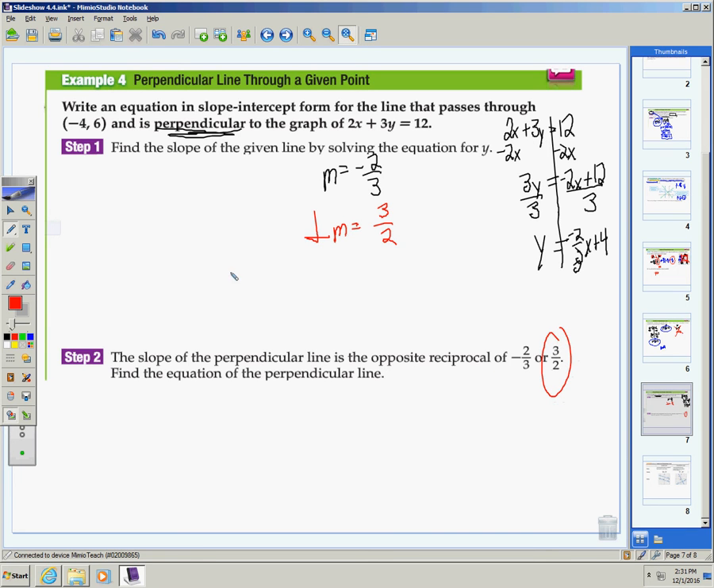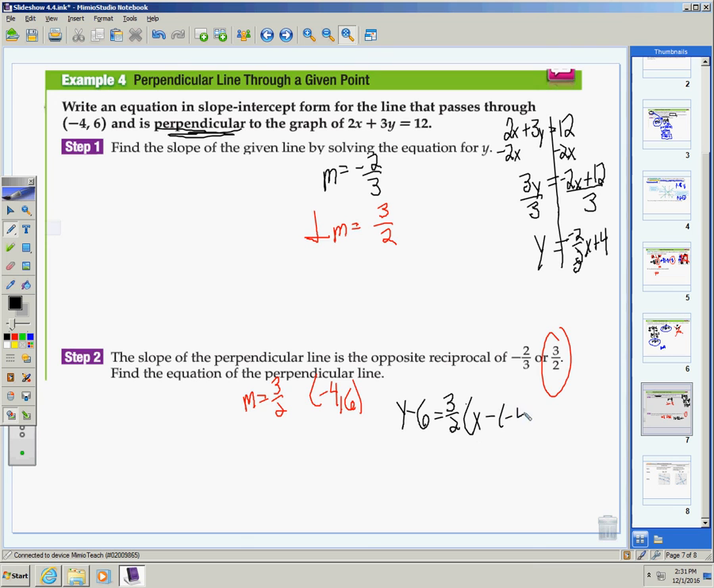Now to find the equation, I take my slope, 3/2, my point, (-4, 6), and you can choose either method you want. You can use point-slope form or slope-intercept. I like to use point-slope, so I'm going to go ahead and do that. y minus y1, which is 6, equals my slope, times x minus x1, which is negative 4.